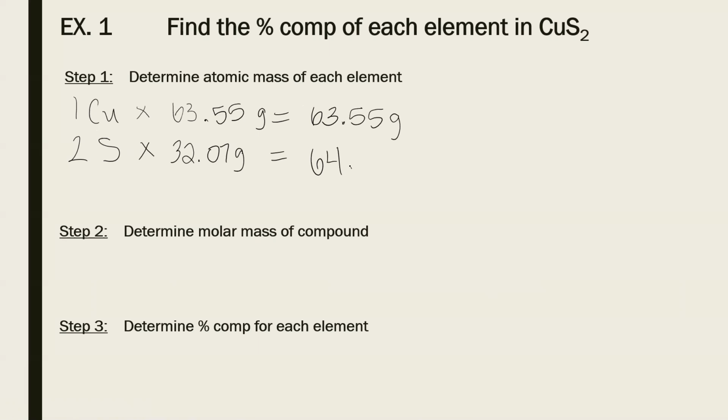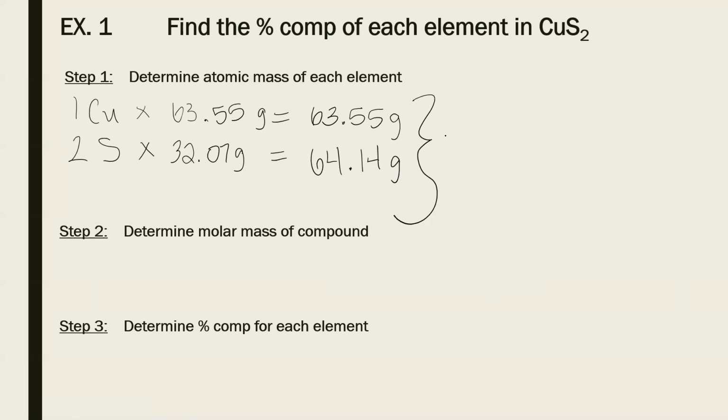So like I said, try not to round your atomic masses. I know we've been doing that for a while, but you want to go 2 decimals. All right, so that's step 1, to determine the atomic mass of each element in this compound. So you have to use the subscripts. Second is determine the molar mass. Well, the good news is you already did most of the work. Now you just have to add these together.